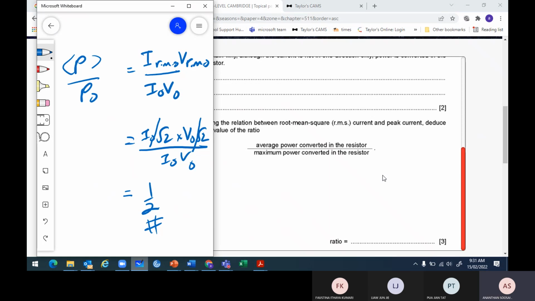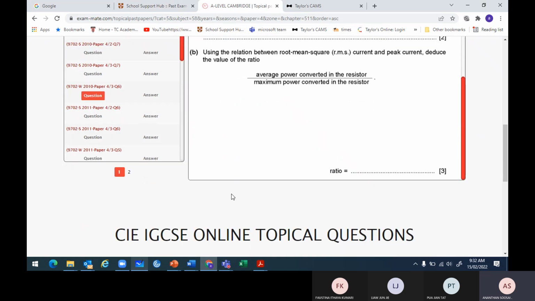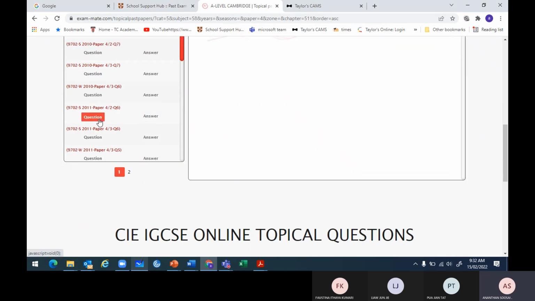Okay, makes sense, right? Okay, so remember this is quite important. Average power is half of the peak power. Okay, so that's one question. Go to another one.